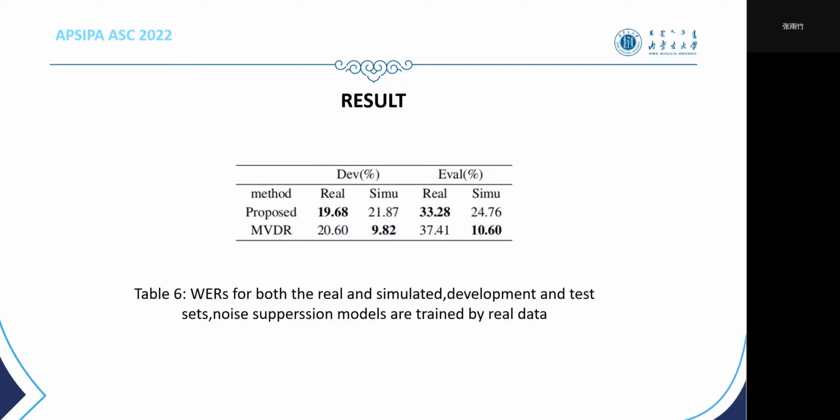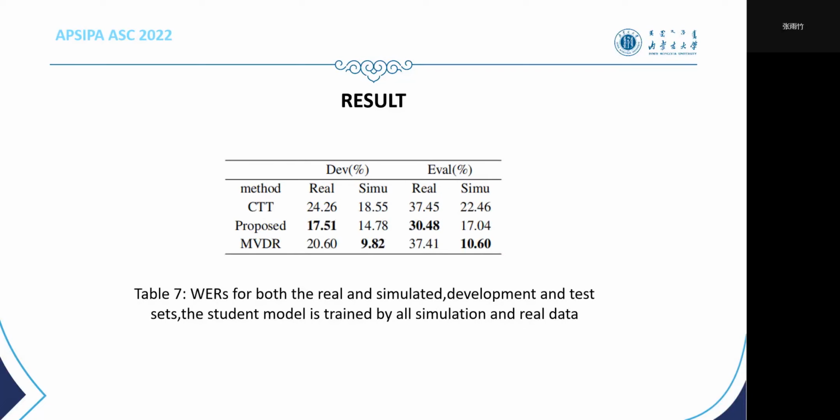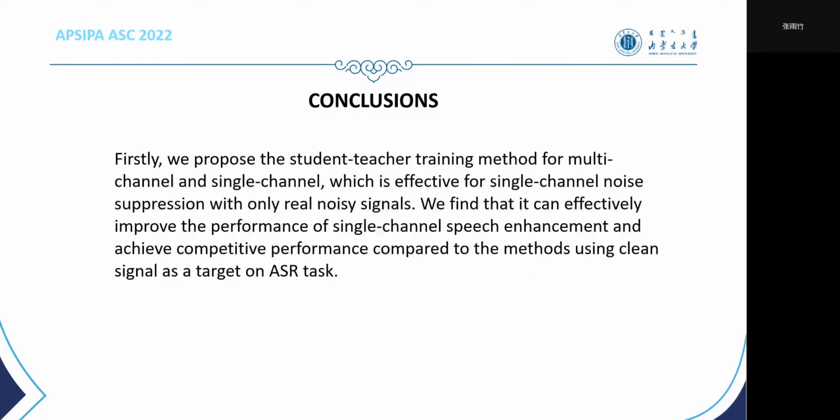Table 6 summarizes the WERs of our proposed student model, which is trained on all real data in the training set. Table 7 shows the WERs for both the real and the simulated development set and the test set. The student model is trained on all simulation and real data.